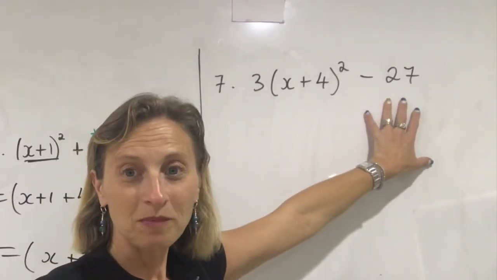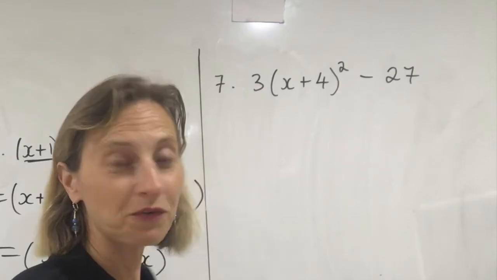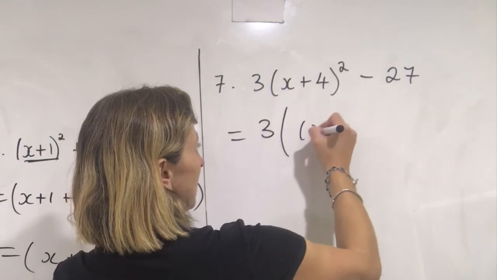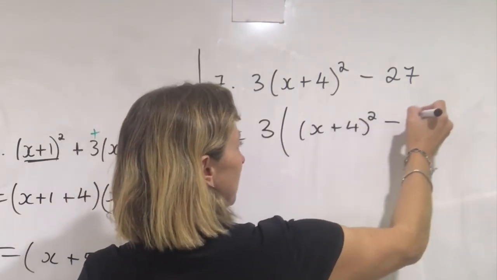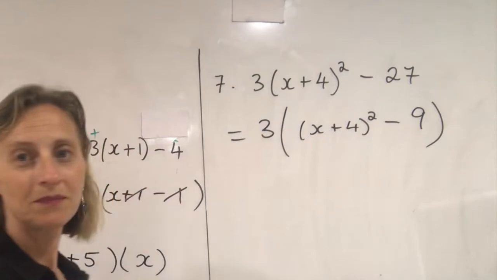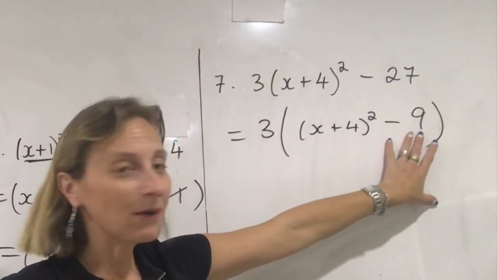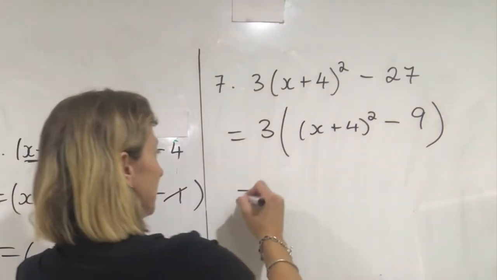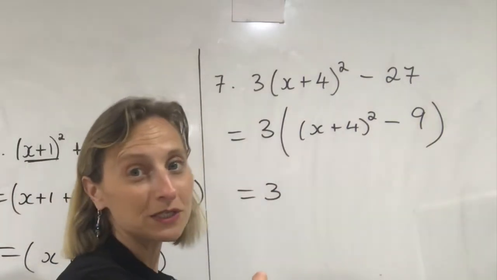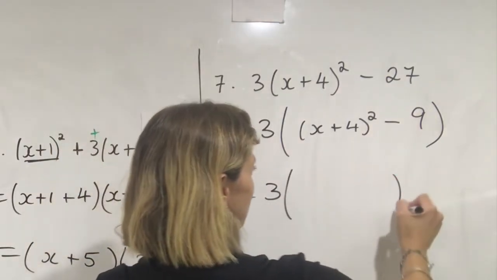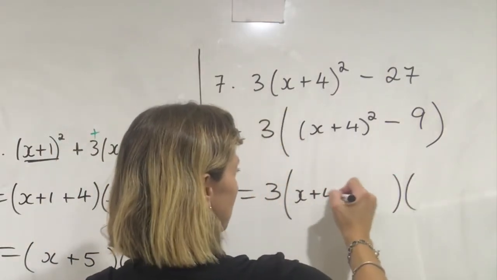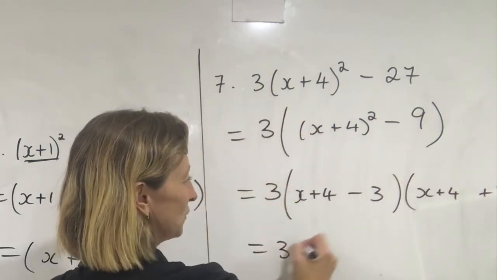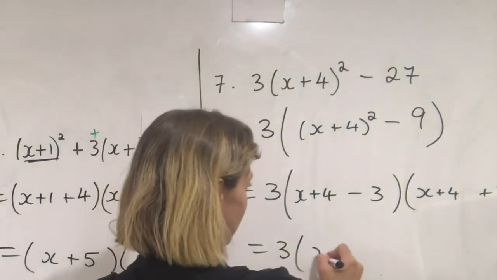Again, check for common factors first. I do have a common factor of 3, so I want to take him out first. What is left? X plus 4 all squared minus 3 9s are 27. I now have 2 terms, so I should be looking for the difference of 2 squares. Hopefully we all can spot that 9 is 3 squared, and I'm going to be left with x plus 4 minus 3 and x plus 4 plus 3. And as usual, simplify inside the brackets.